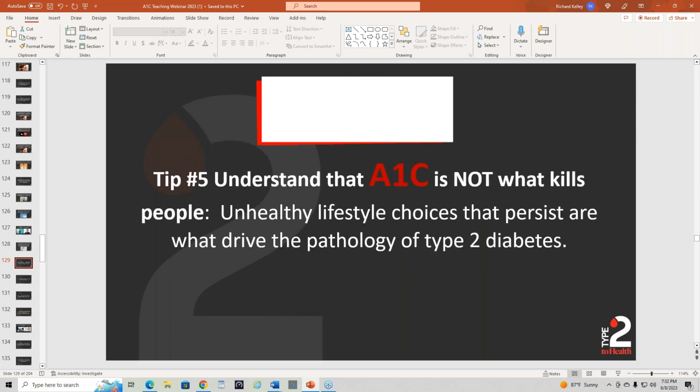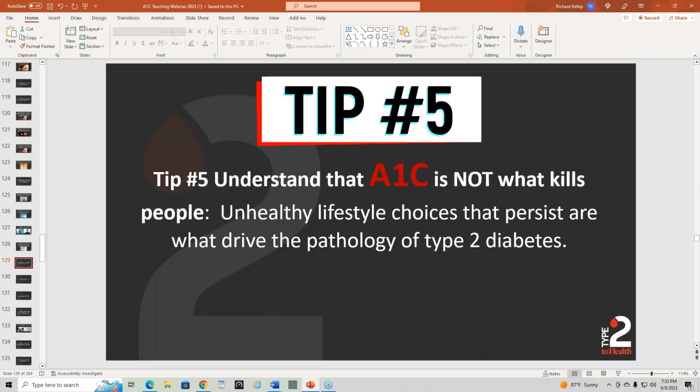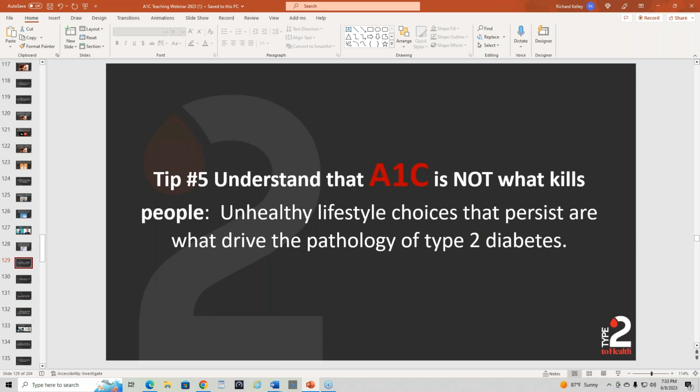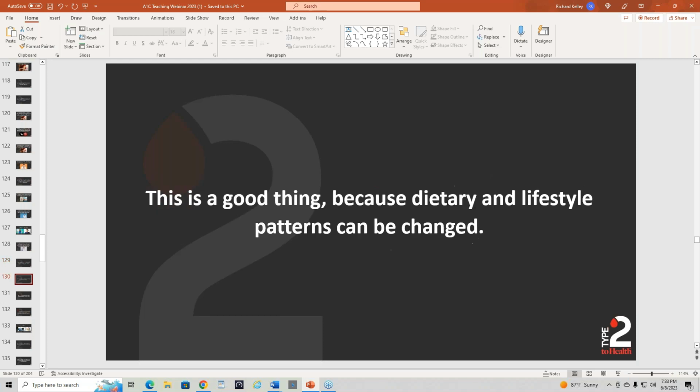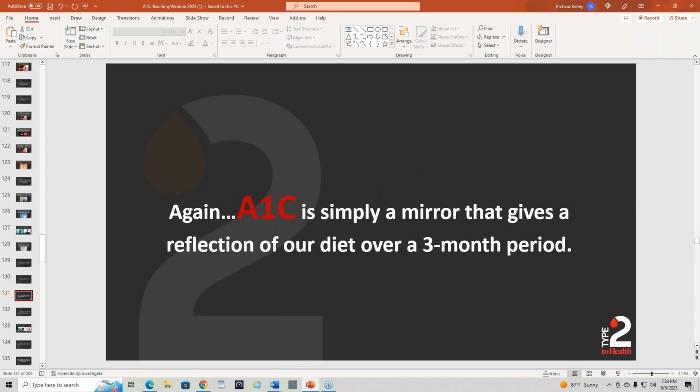And so tip number 5, I want you to understand that A1C is not what kills people. A1C is not a disease. Unhealthy lifestyle choices that persist are what drive the pathology in type 2 diabetes. This is a good thing because dietary and lifestyle patterns can be changed. And again, A1C simply provides a mirror that gives you a reflection of diet over the previous 3-month period prior to testing.